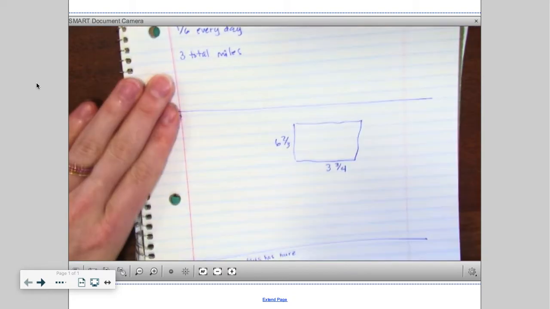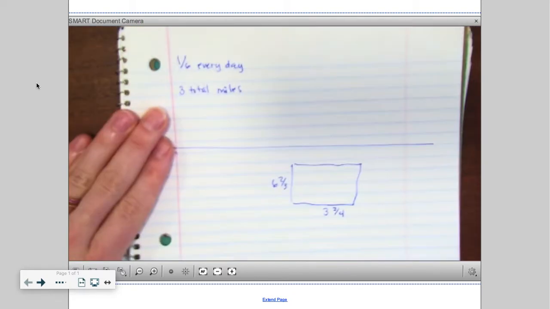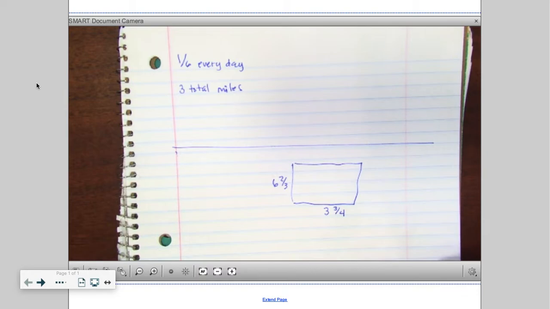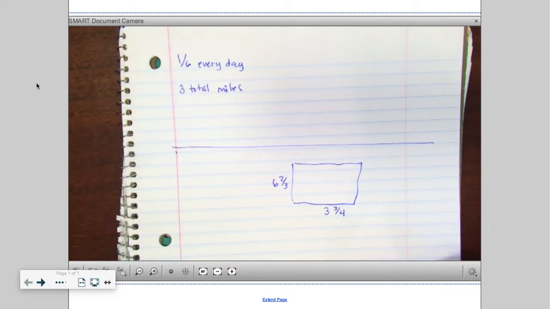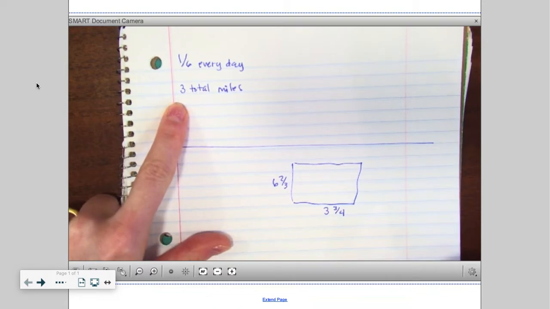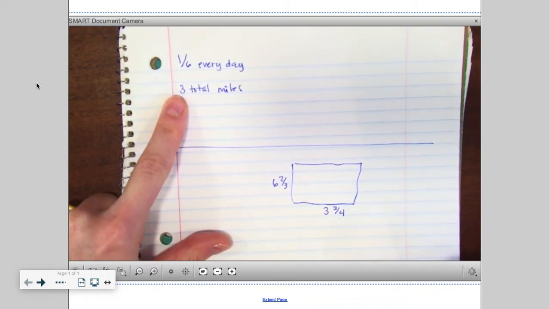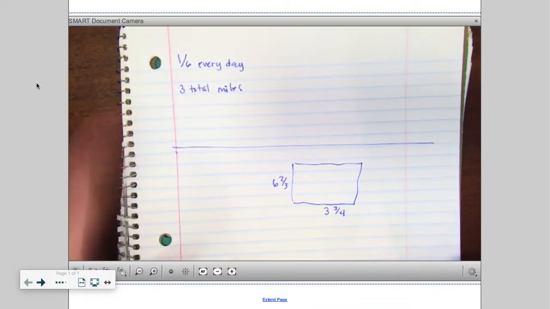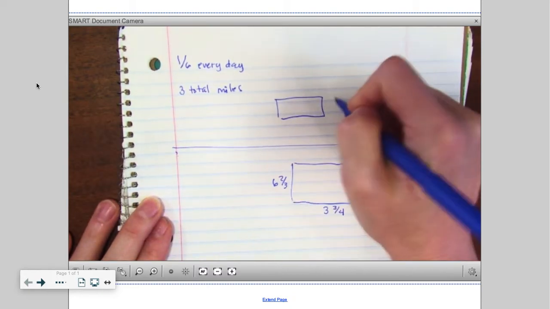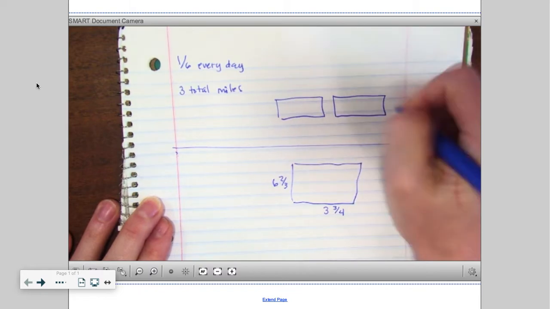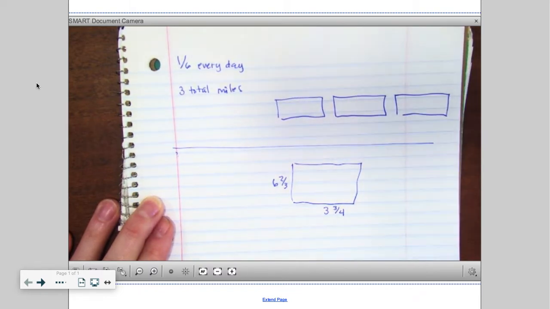My next problem is one that we've been working on a lot. So I take a walk for 1/6 of a mile every day, and I want to know how many days it would take me to walk 3 total miles. So my total is 3. So I'm going to start out with my 3, and I know that when I begin with a total, I'm dividing.